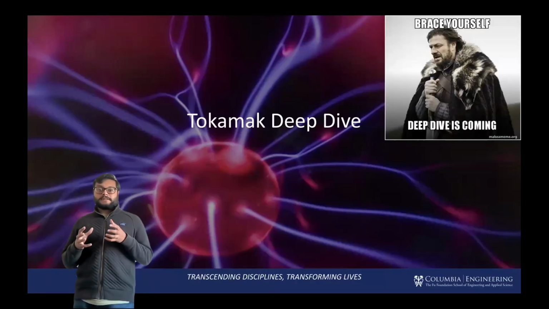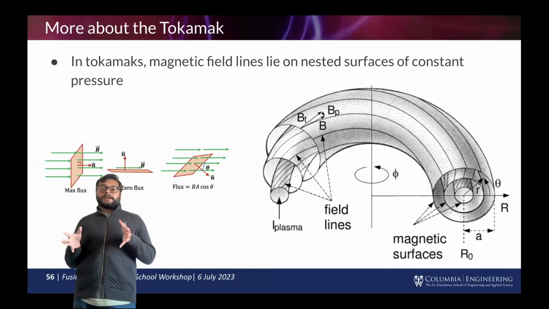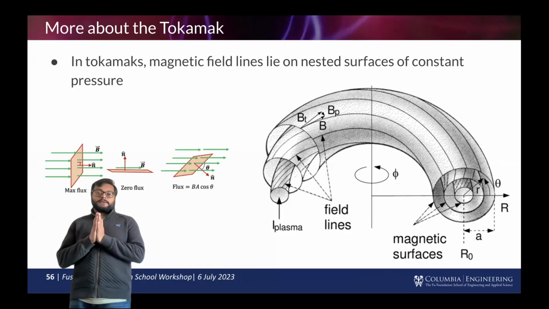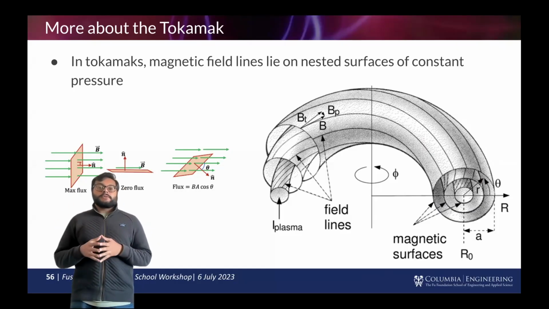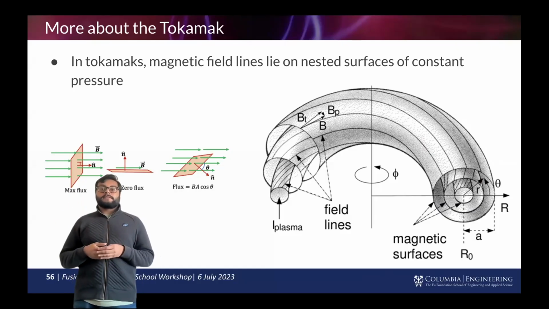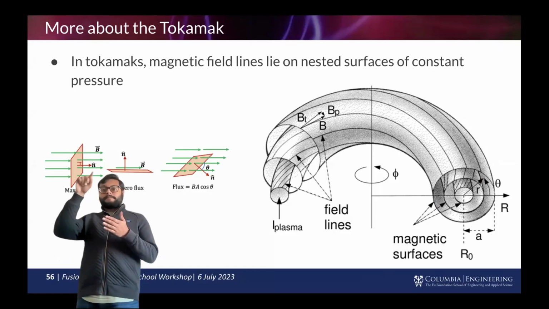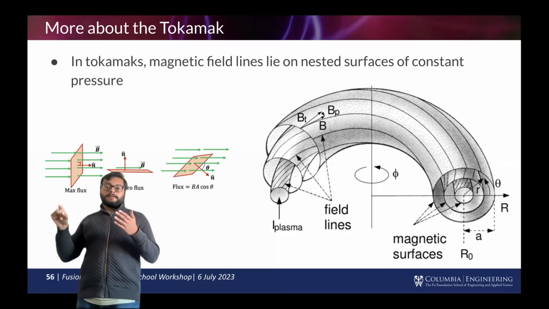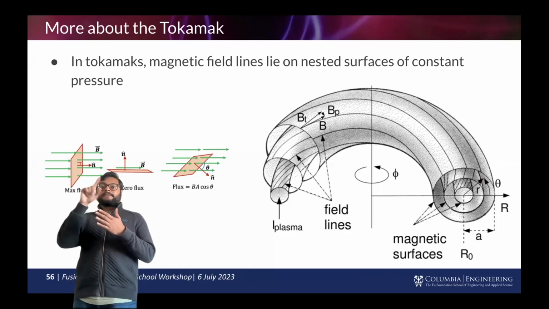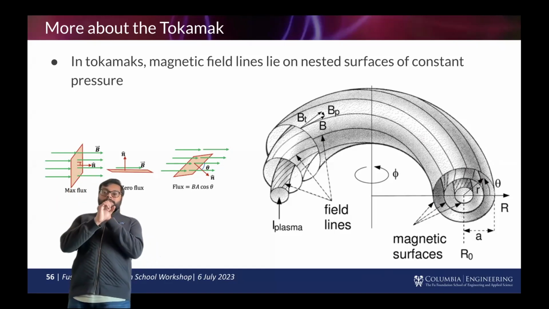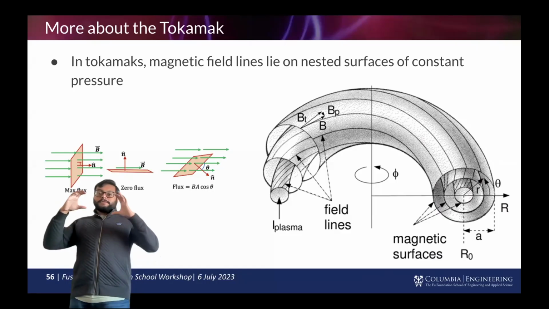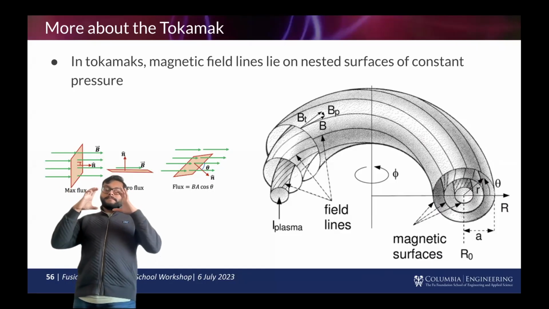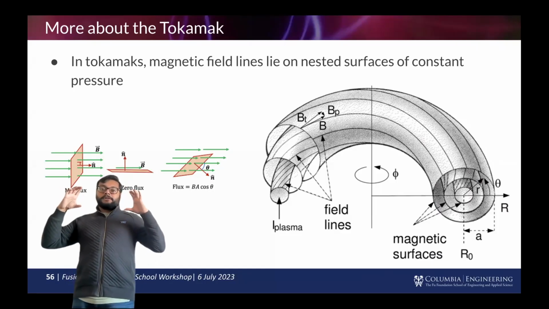Now let's talk a little bit more about tokamaks. In tokamaks, you can have these magnetic field flux surfaces. If you look at a cross section of the magnetic field, and you're looking at the vectors produced by the magnetic fields, you'll see these closed nested flux surfaces, starting from the magnetic axis going outwards.